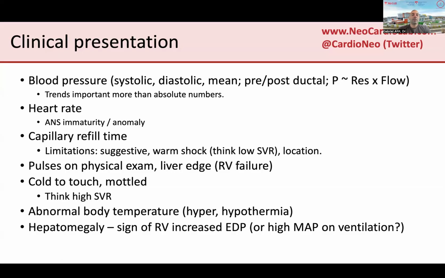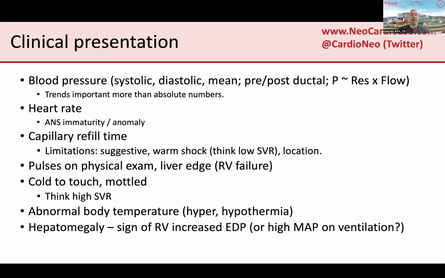The pulses, physical exam, and the liver edge can provide you with information on perfusion. And obviously, a baby that's very cold to touch and mottled, you have to think about high SVR. And so you can have babies with a normal blood pressure who are completely in cold shock because they're actually compensating. Babies with abnormal body temperature, or that you need to rewarm a lot when they were not having that much demand from the incubator previously.